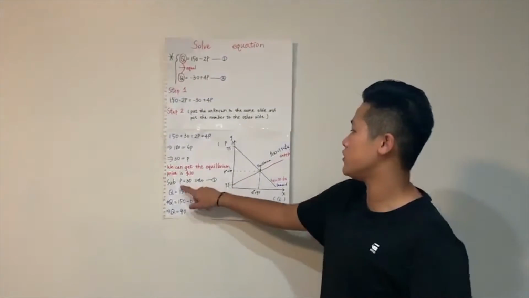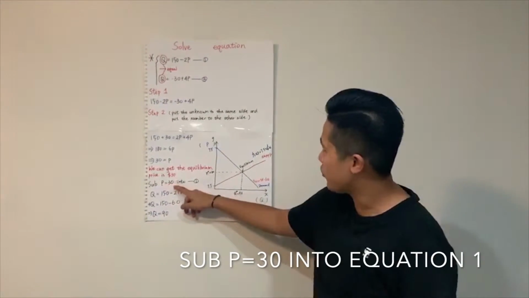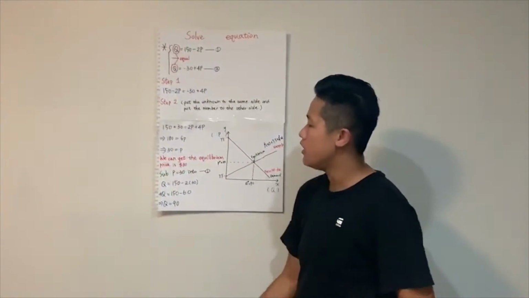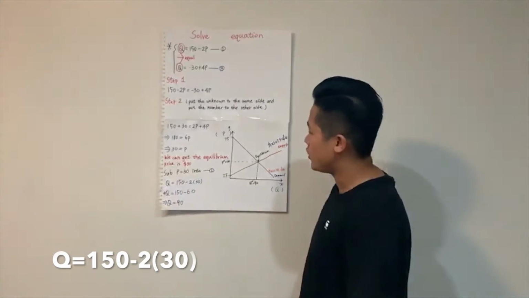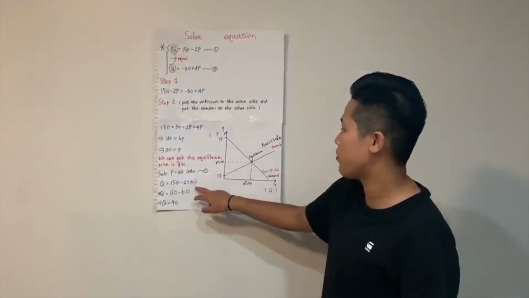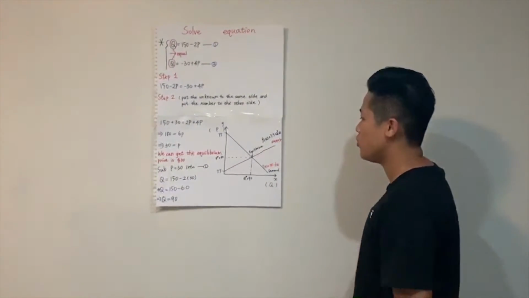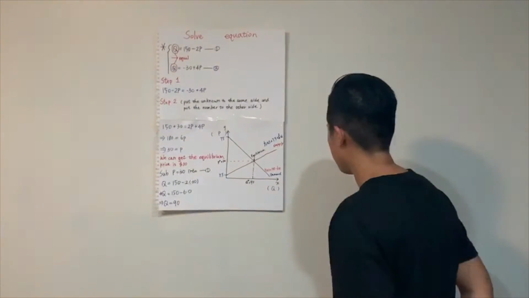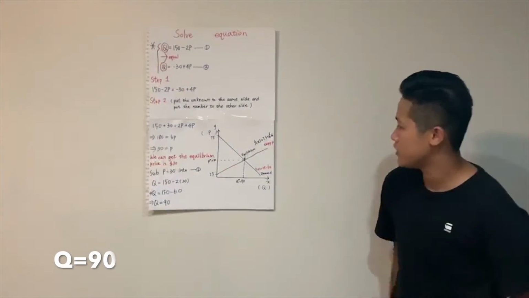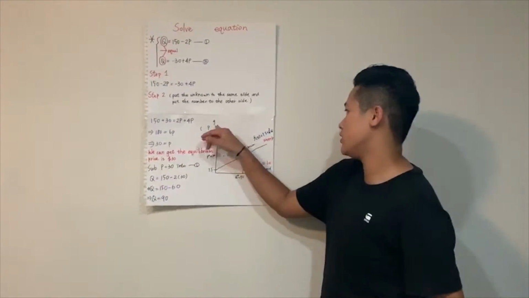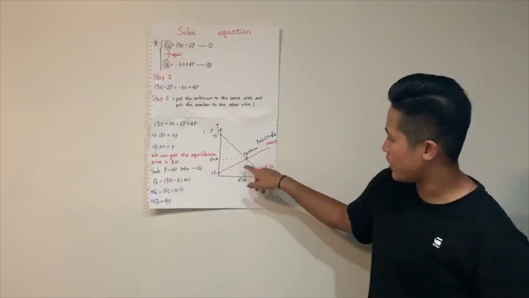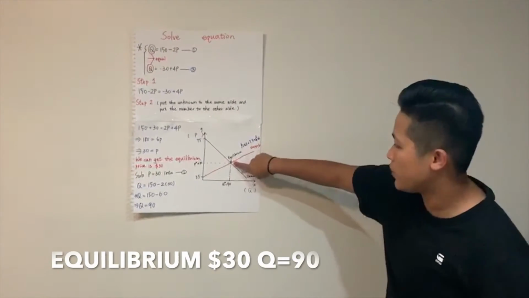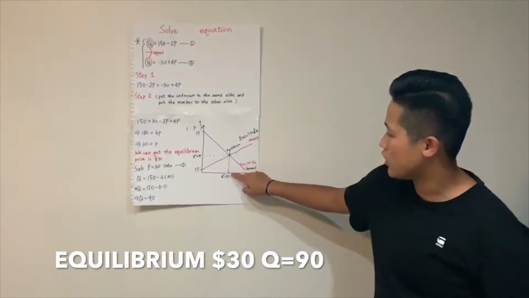So we can substitute the price 30 into the first formula. Q equals 150 minus 2 times 30. Then Q becomes 150 minus 60, so the equilibrium quantity will be 90. So as you can see, the demand curve is downward sloping and the supply curve is upward sloping, and the equilibrium price is 30 and the quantity is 90.